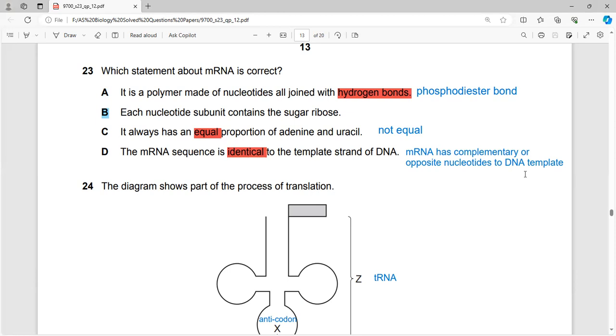Second, on D: the messenger RNA sequence is identical to the template strand of the DNA. Whatever the template strand sequence in the DNA, the messenger RNA is complementary, or you can say opposite, to the nucleotide present in the template strand. For example, if there's a cytosine in the template strand, the opposite will be guanine on the messenger RNA. So that's a wrong statement. So B is our correct statement here.